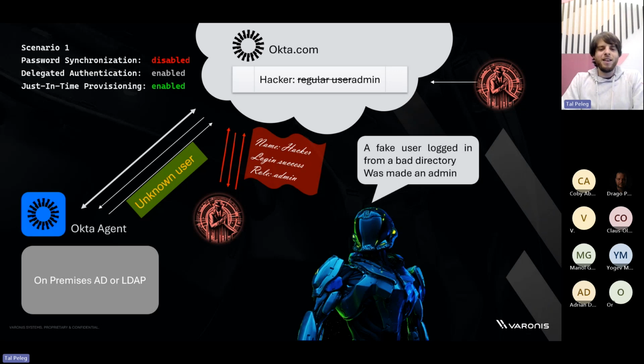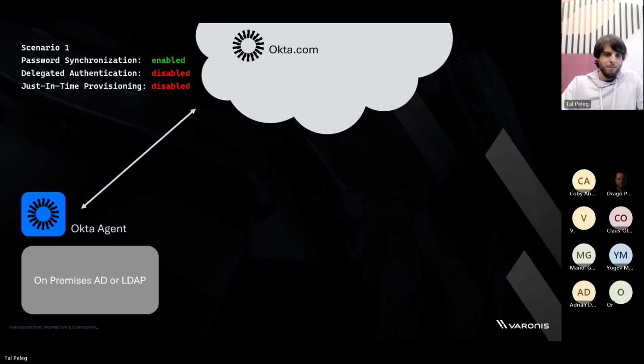How would we detect this case? We would see a fake user that logged in from a bad directory that maybe doesn't contain this user, and it was made an admin, which might be an inconsistency. Now, if delegated authentication is disabled, usually you'd have password synchronization enabled for the convenience of your employees so that they can use the same password to log into the cloud and to their personal computer and on-premises environments.